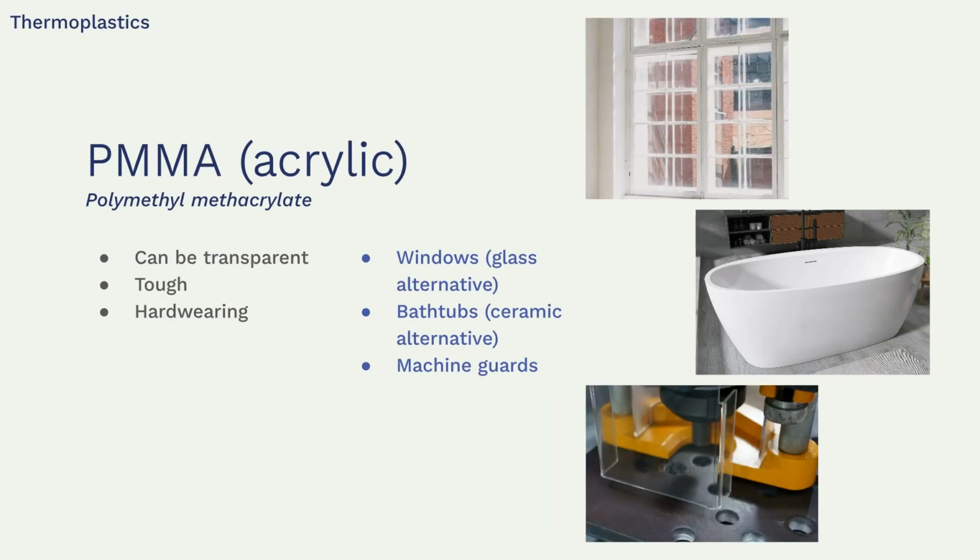As mentioned earlier, PMMA or acrylic can be transparent. It's also tough and hard wearing. So it's used for windows, as mentioned, or as a general glass alternative. It's also used for bathtubs and machine guards.